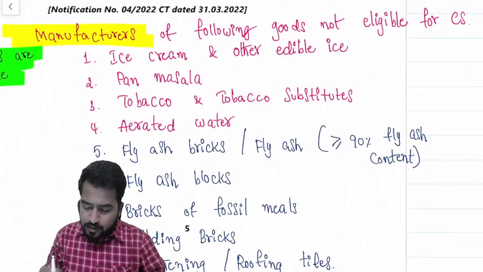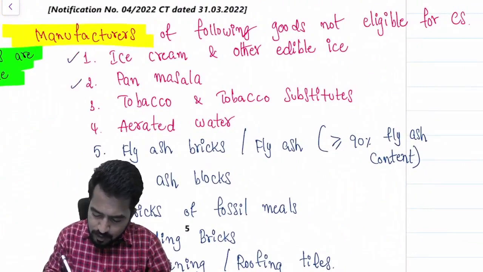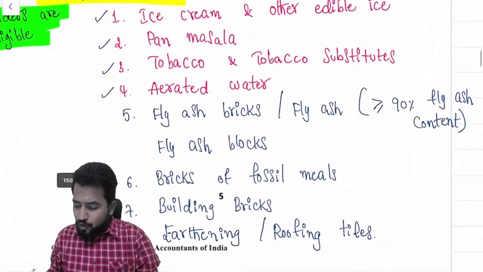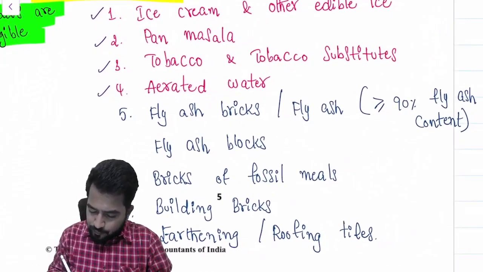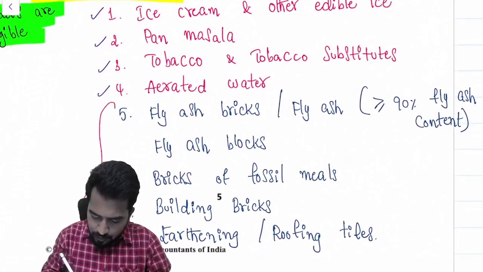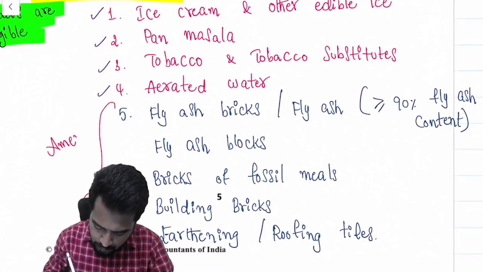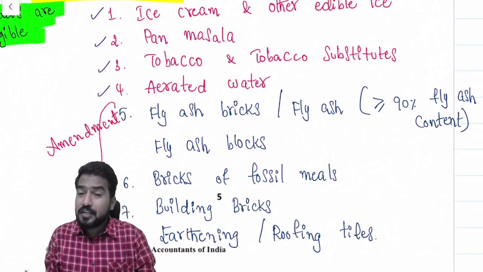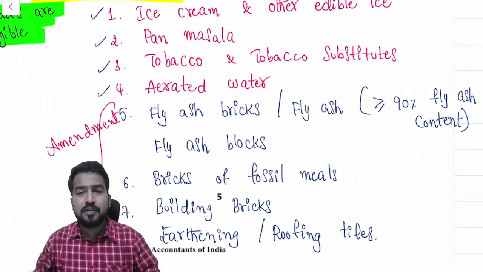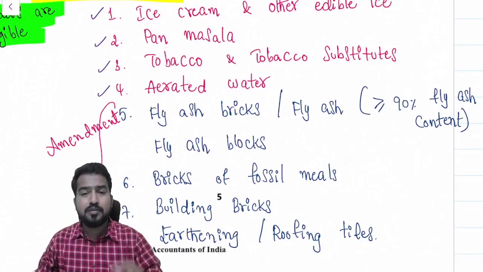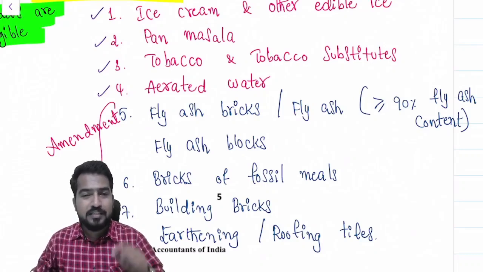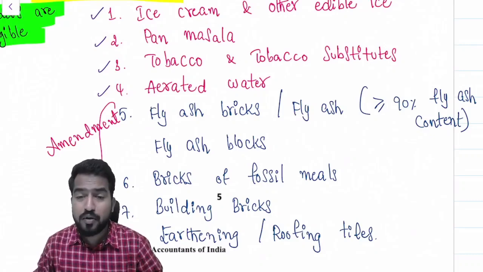So earlier, these four manufacturers were ineligible. Now they have added four more people into this. That is, the manufacturers of fly ash bricks or fly ash where fly ash content is greater than or equal to 90%, or manufacturers of fly ash blocks, bricks of fossil meals, building bricks, earthen or roofing tiles. These manufacturers are ineligible for composition scheme.